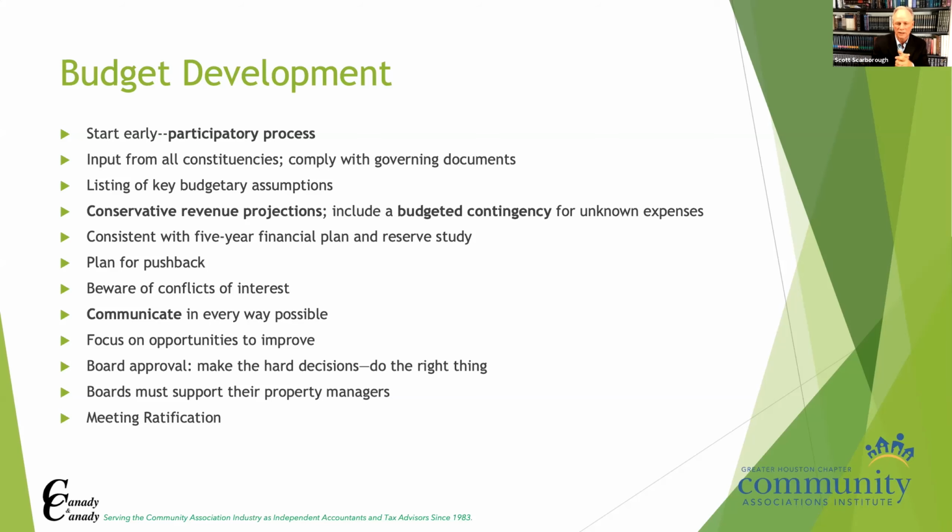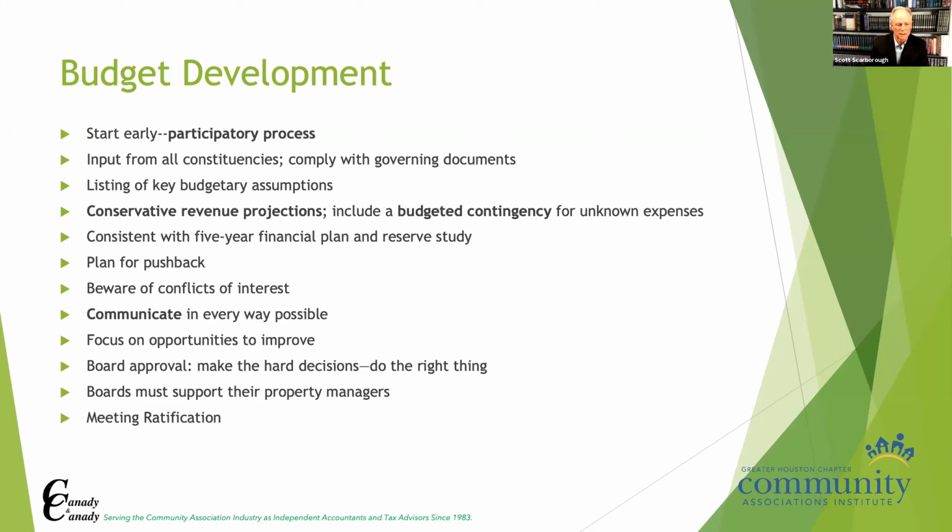Beware of conflicts of interest. Make sure that there's no brother-in-law of a board member that you don't know about who's all of a sudden budgeted to get a big new contract in the budget. So beware of that. Communicate every way possible. I mean, today there's 1,000 different ways to communicate with people: text, email, Facebook, Instagram, video conferencing software of every flavor and type. Just make sure you're communicating with people so that they can't say, I did not know.